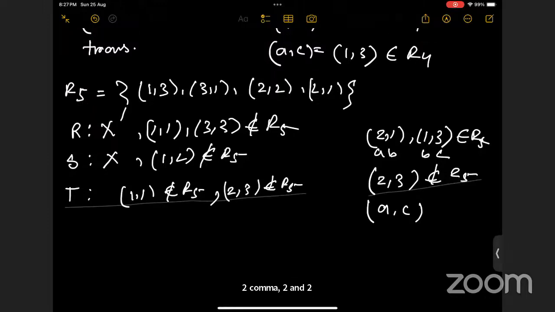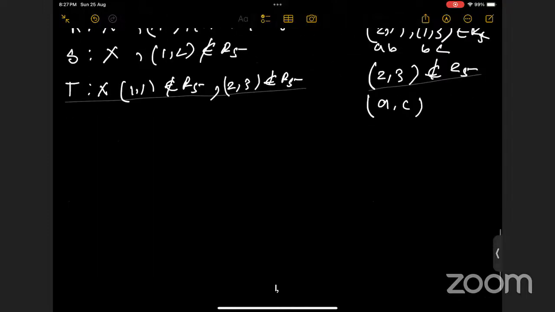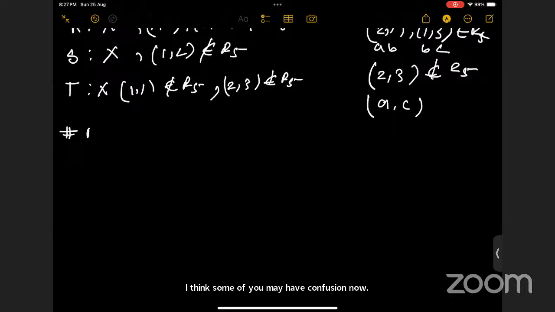But we can find one example, right? Yes. If there is one example which is not satisfying the condition for being transitive, then we will imply that the relation is not transitive. Ma'am, R5 is not transitive, no? Yes, not transitive. Clear? I think some of you may have confusion till now. So let us discuss one more.